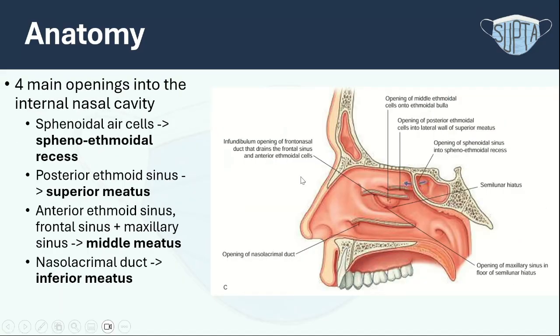And then there are 4 main openings into the internal nasal cavity. So you have the sphenoidal air cells to the sphenoethmoidal recess. The posterior ethmoid sinus opens into the superior meatus, and then the anterior ethmoid sinus, the frontal sinus, and the maxillary sinus go to the middle meatus, and then the nasolacrimal duct empties into the inferior meatus. So you can see that opening there.